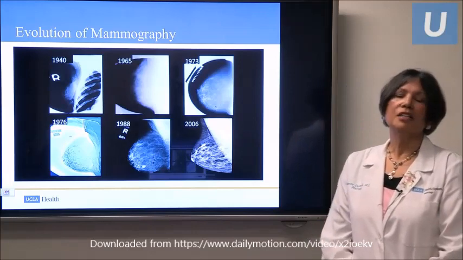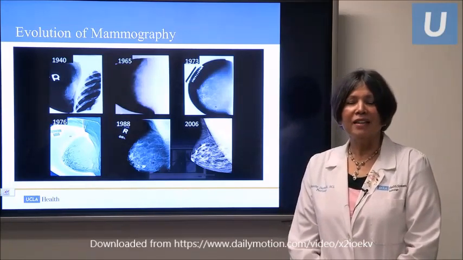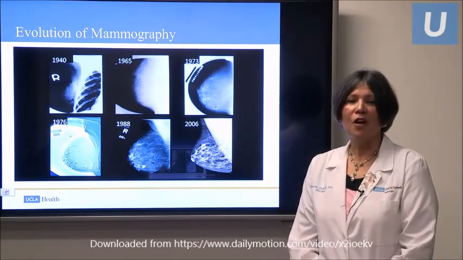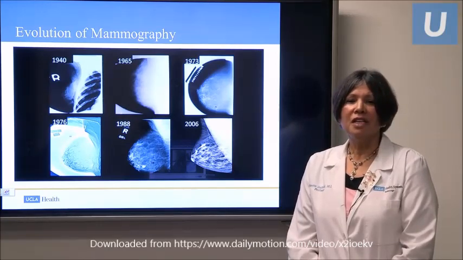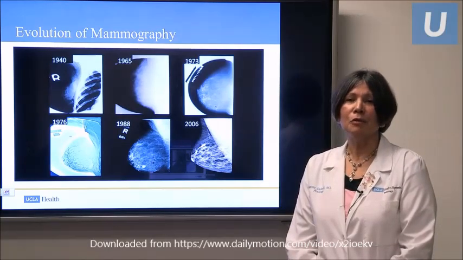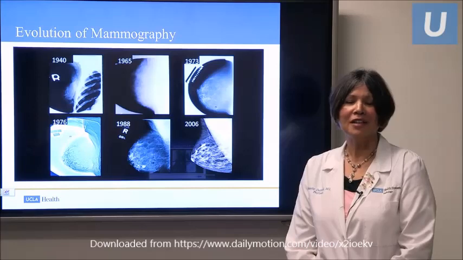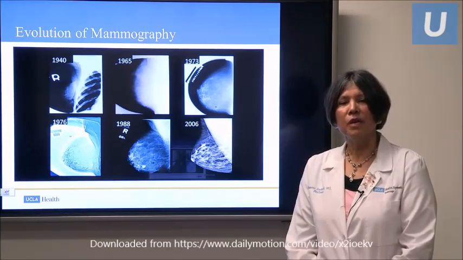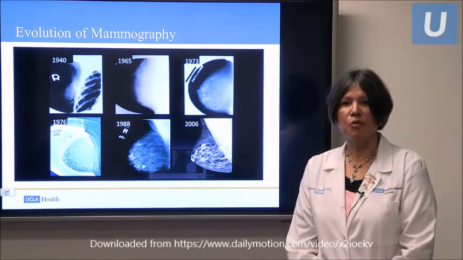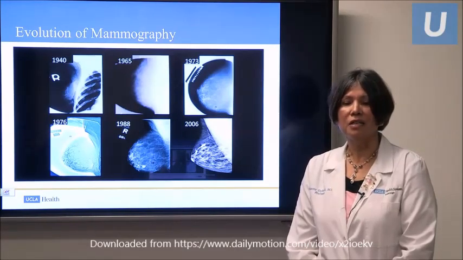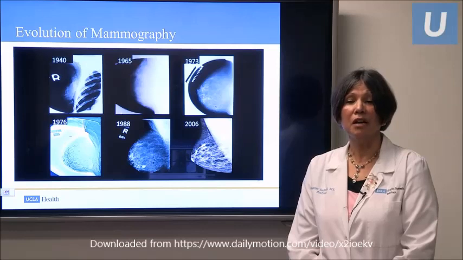So I just want to talk to you about from whence we've come, the evolution of mammography. On my far screen, you see that in 1940, they actually did what we call industrial mammograms. And then through the years, we have improved our technique of imaging the breast. It's amazing that the doctors were able to identify the lesions that they found even in those eras.